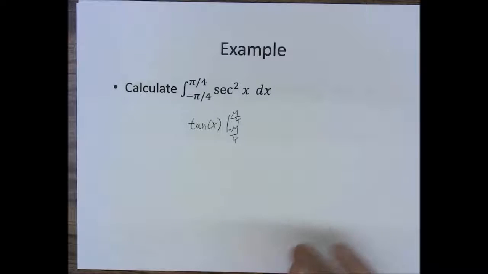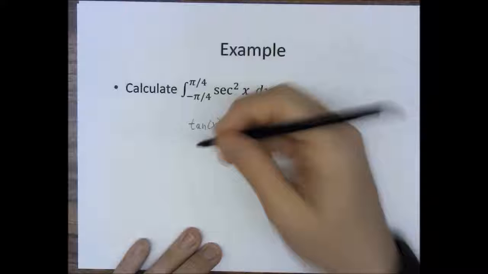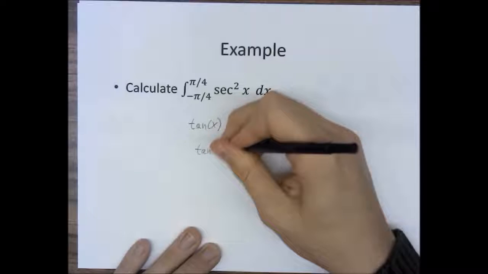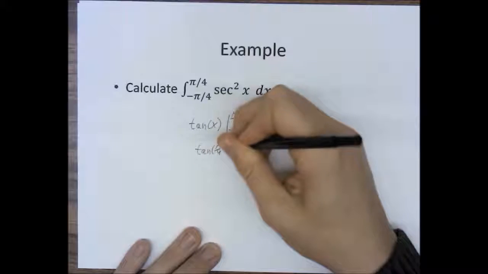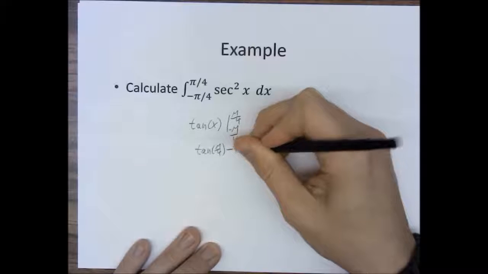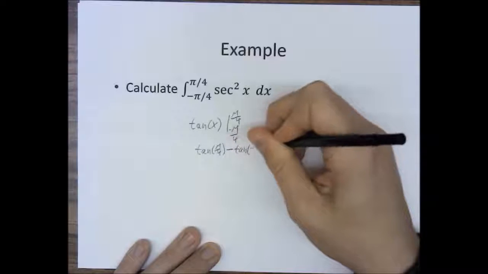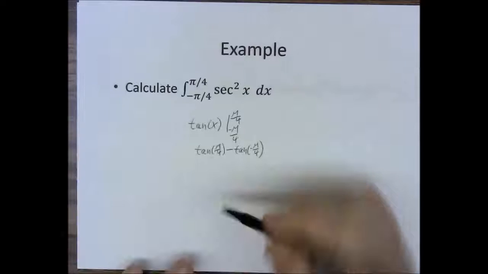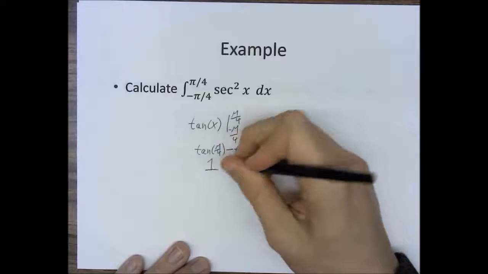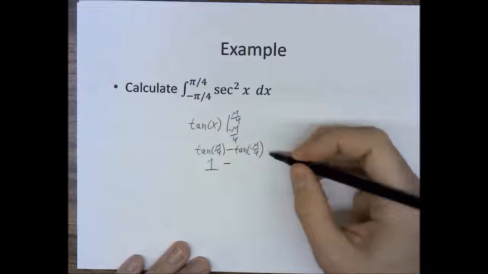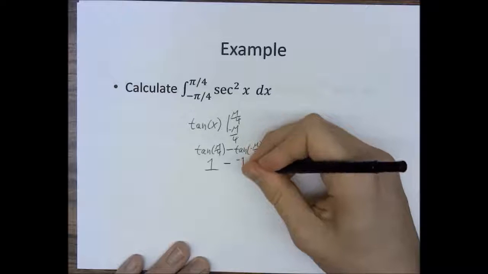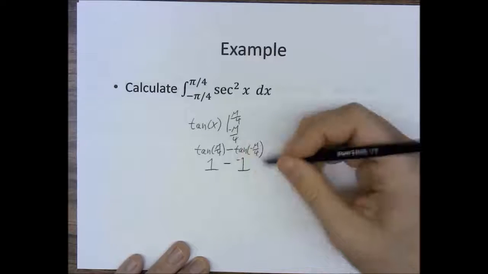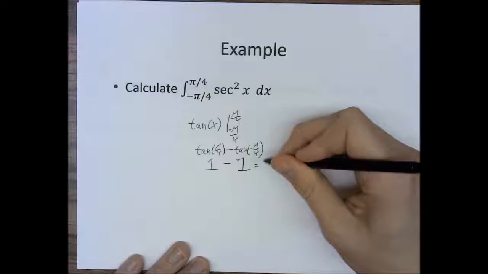So plugging in pi over 4 and then subtracting tangent of negative pi over 4. So tangent of pi over 4 gives us 1. Tangent of negative pi over 4 gives us negative 1. So 1 minus negative 1 gives us 1 plus 1, which is just 2.